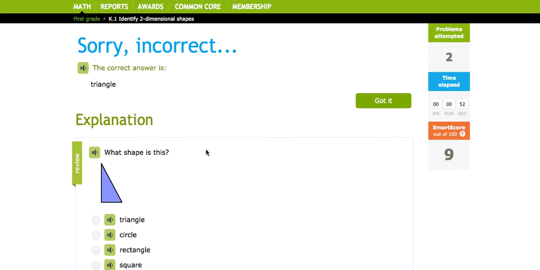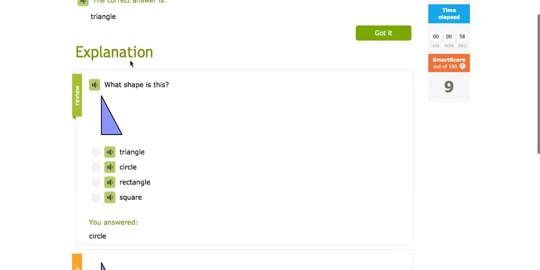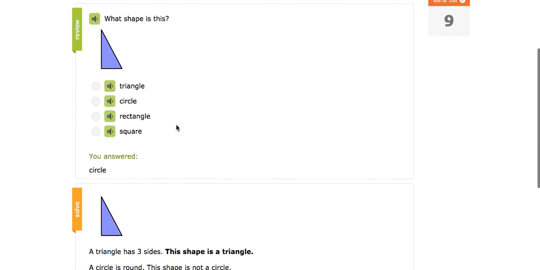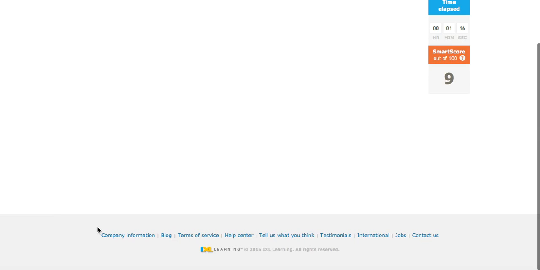The program will tell us that it's incorrect, and it will give us the correct answer of triangle, and then it will tell us why this is not a circle and instead why it's a triangle. So here, a triangle has 3 sides. This shape is a triangle. A circle is round. This shape is not a circle. So it tells us why this is a triangle as opposed to our original answer of circle. Then we can press got it and move on.